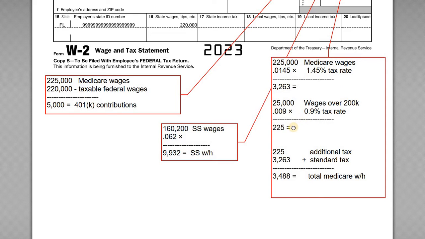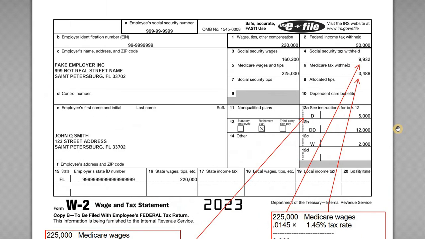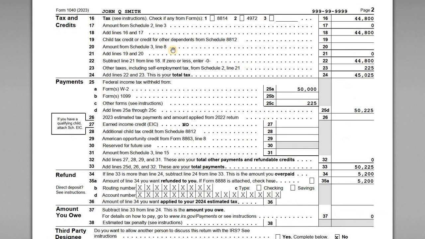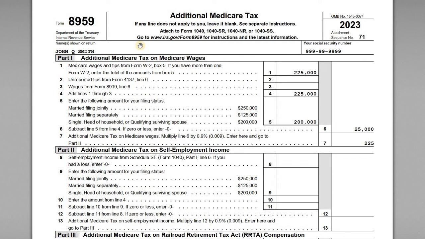So the $3,263 plus the $225 gives us the total Medicare withholding of $3,488. Now that's important because when we have a look at the Form 1040 again, there is an additional form where we reconcile the amount of additional Medicare taxes that we owe plus the extra amount that was withheld. So if we have a look at John's 1040 here, if we jump down to the Form 8949, this is where we compute our additional Medicare tax.